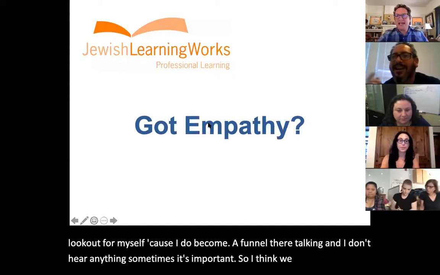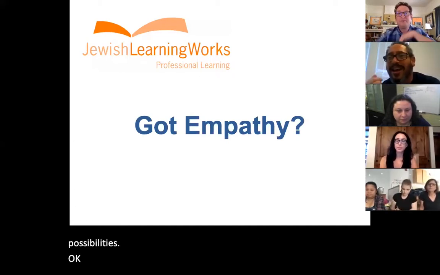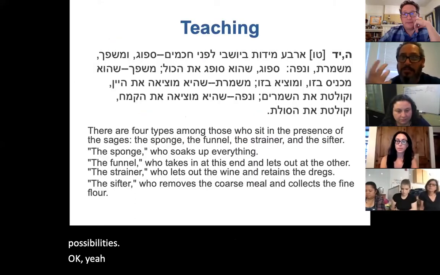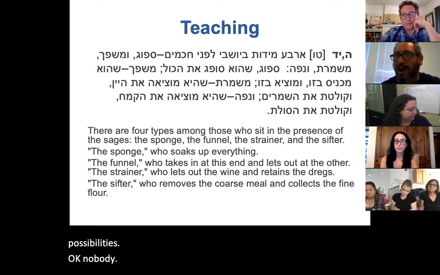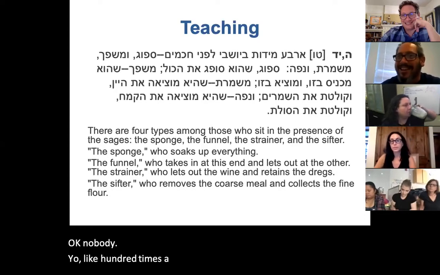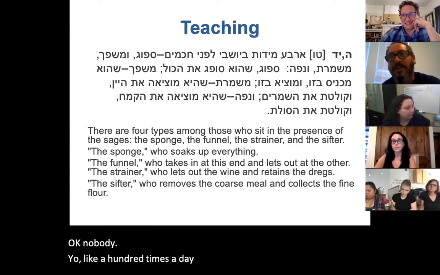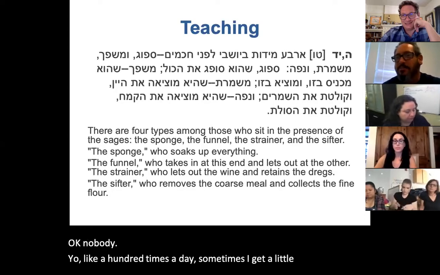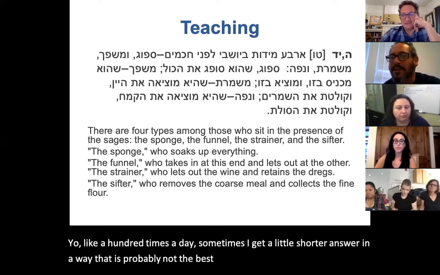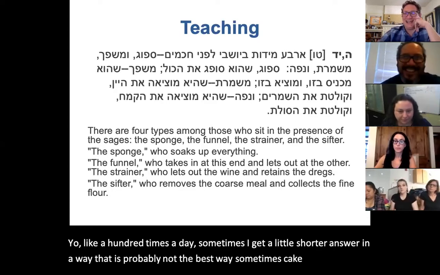I was just going to say, yes, I do have that too, where sometimes it's the monotony of it, like if it's the same thing every day, 100 times a day, sometimes I get a little shorter and answer in a way that is probably not the best, instead of thinking it through and saying, yes, we'll bake a cake. Yes, we'll make a cake today. Yes, we'll make a cake for daddy or mommy. Yep, definitely.